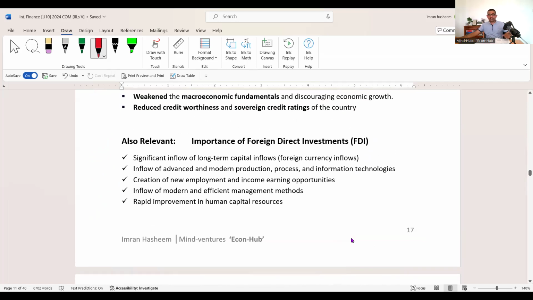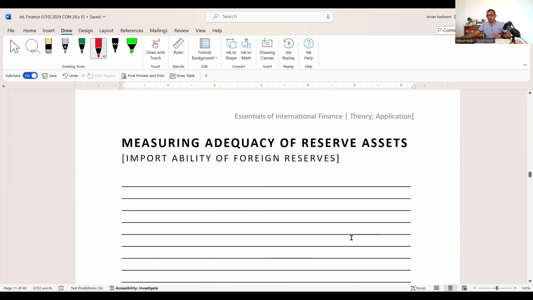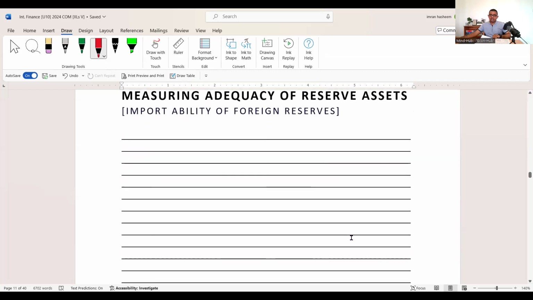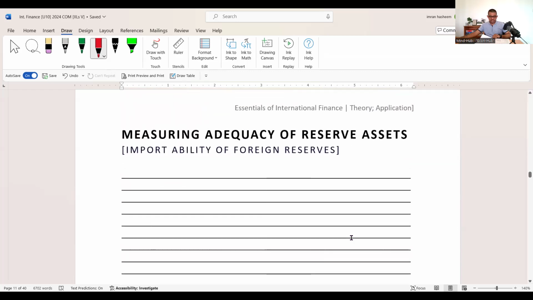One of the ways Sri Lanka can get foreign currency inflows that we need is through encouraging foreign direct investment. And what is the importance of doing that? I've given there. Then measuring the adequacy of reserve assets. How do we know whether we have enough reserve assets? Correct me if I'm wrong, I don't think we wrote this formulas. Did we? If we did, great. We wrote. Brilliant.